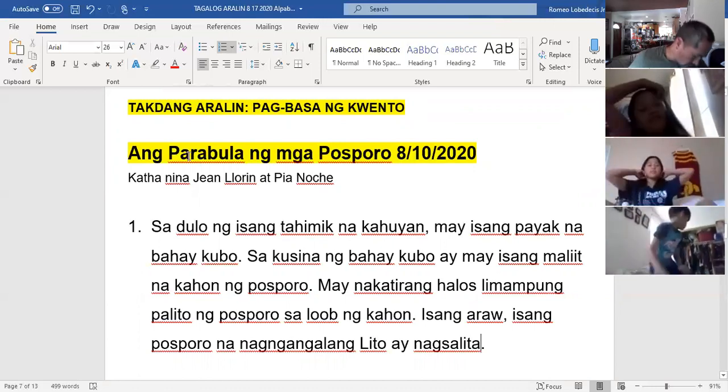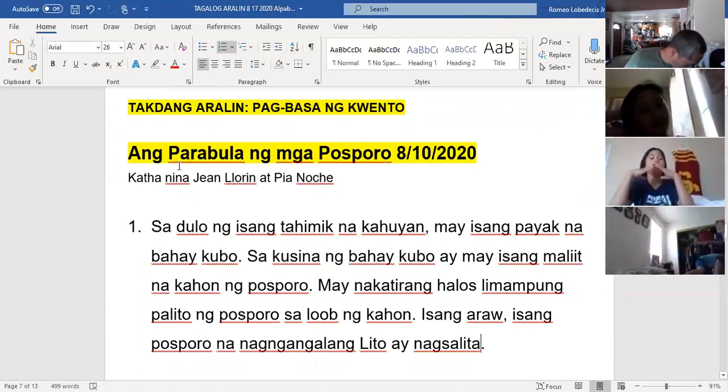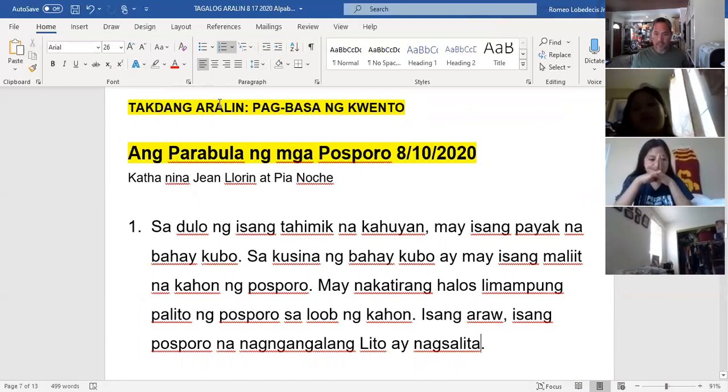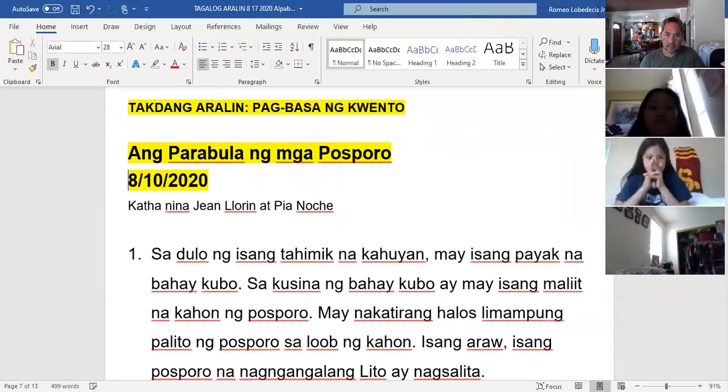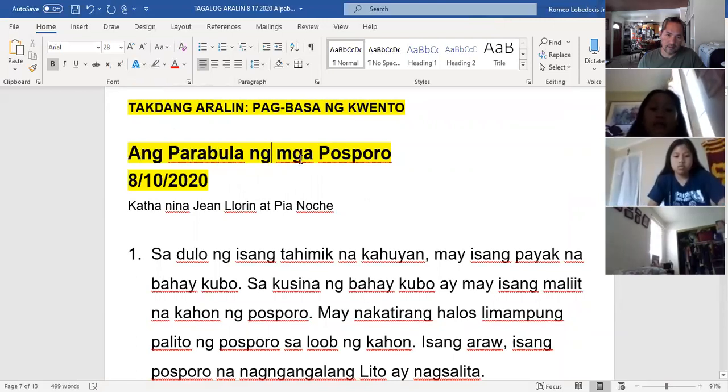Mamaya na. Tapusin muna natin itong isang paragraph one. Okay, Ate Fiona. Start. Basahin mo muna ang parabola ng mga posporo. Yan ang title, okay? Okay, basahin mo.